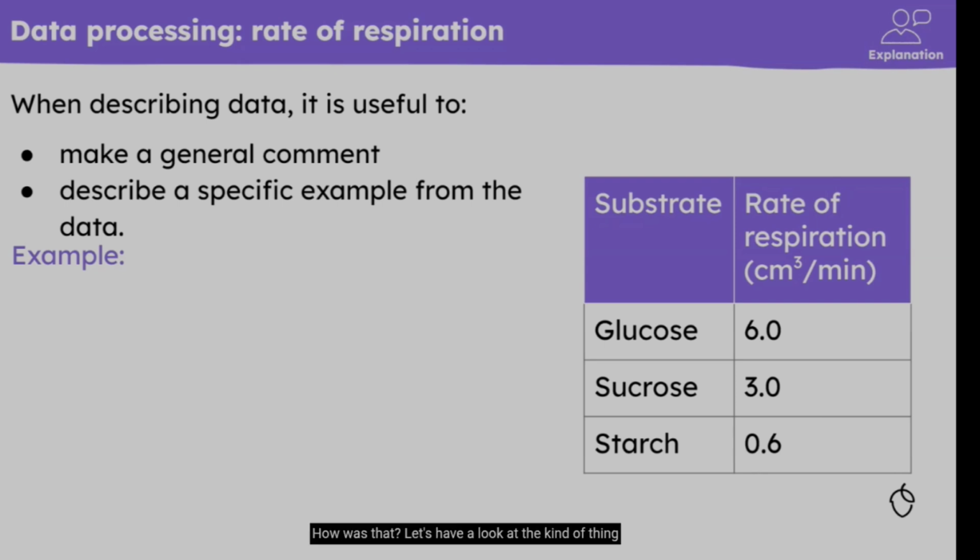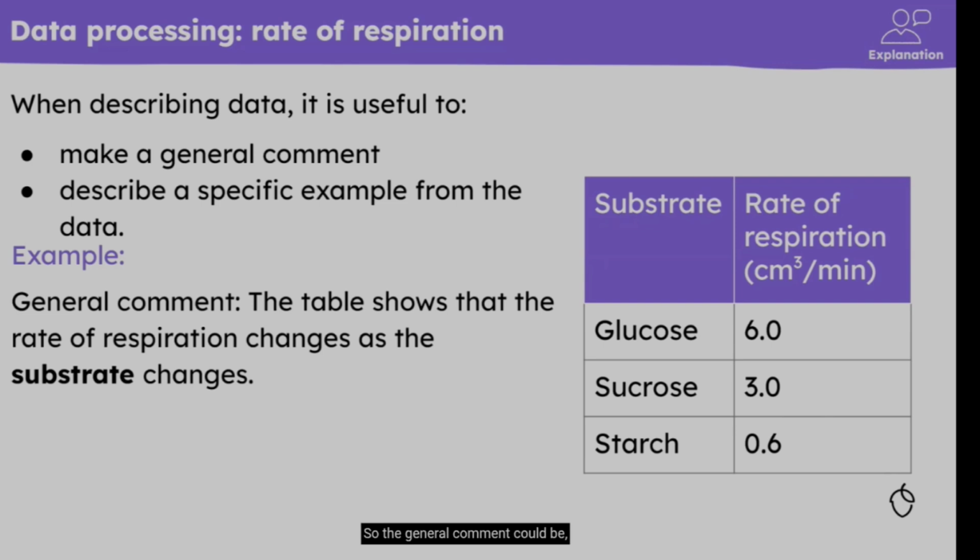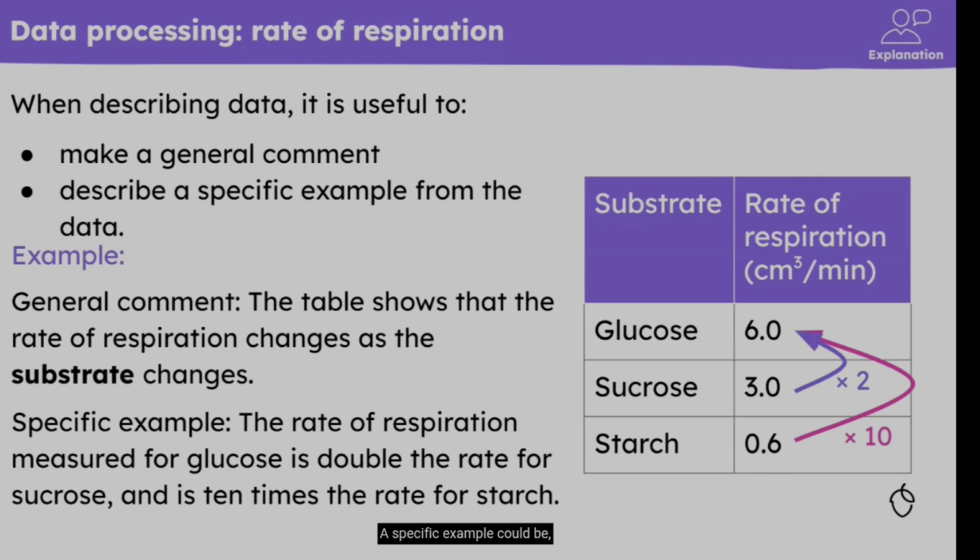How was that? Let's have a look at the kind of thing that you could have written. So the general comment could be, the table shows that the rate of respiration changes as the substrate changes. A specific example could be, the rate of respiration measured for glucose is double the rate of sucrose and it is 10 times the rate for starch. So that's looking at a numerical relationship between the data in the table. Well done if you got that right.